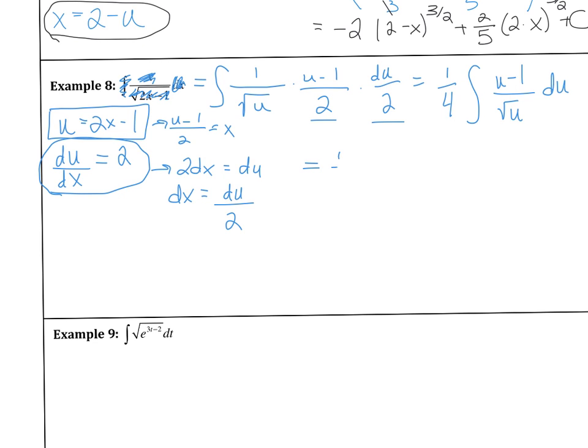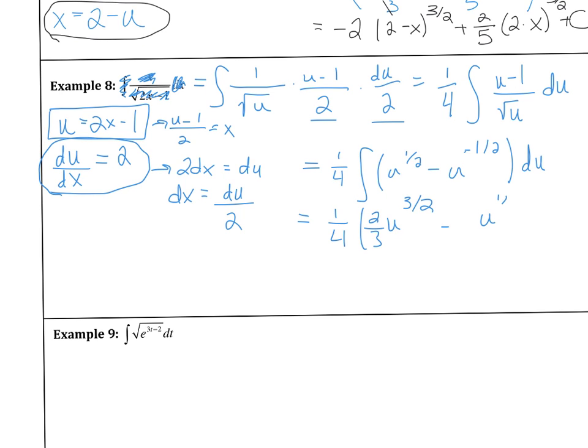Alrighty, so I can basically just split this up. u over root u is u to the 1/2, and then minus u to the negative 1/2, du. And now it's easy peasy. The antiderivative of u to the 1/2 will be u to the 3/2 over 3/2, which is times 2/3. And then the antiderivative of u to the negative 1/2 will be u to the positive 1/2 over 1/2, which is times 2 over 1, plus c.